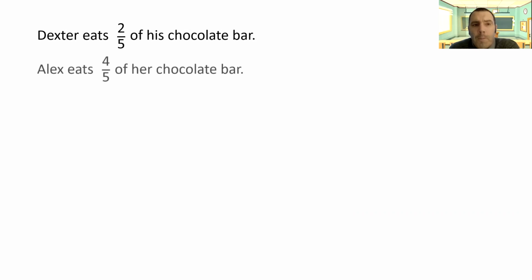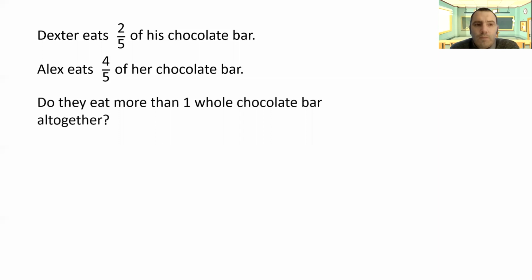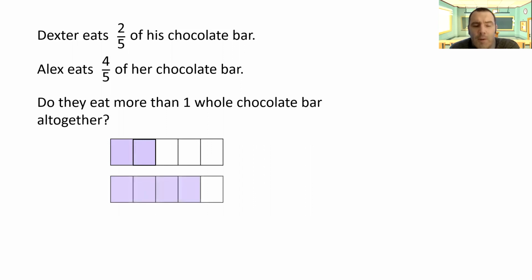So moving forward, Dexter eats 2/5 of his chocolate bar. Alex eats 4/5 of her chocolate bar. Do they eat more than one whole chocolate bar together? We need to do some working out here. I've got my bar here with 2/5, that's Dexter's chocolate bar, and Alex's chocolate bar underneath with 4/5.